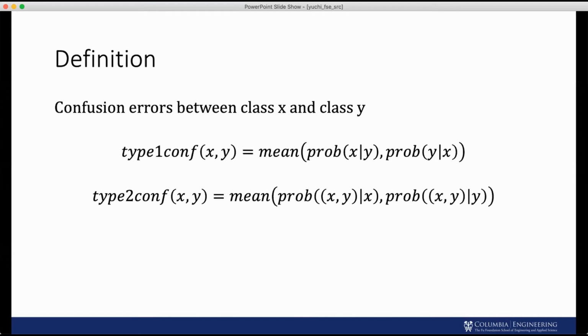Type 2 confusion is for multi-label classification, where each image may have multiple objects and so multiple labels. Misclassification happens when class X is in the image, class Y is not in the image, but the model predicts both X and Y are in the image. We define type 2 confusion as the probability that one class is in the image, but the model predicts both classes.